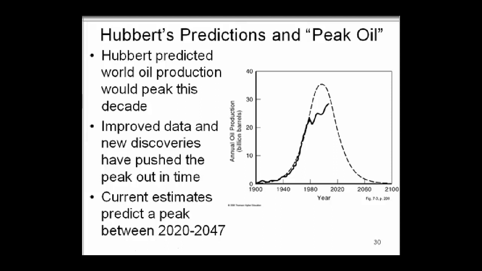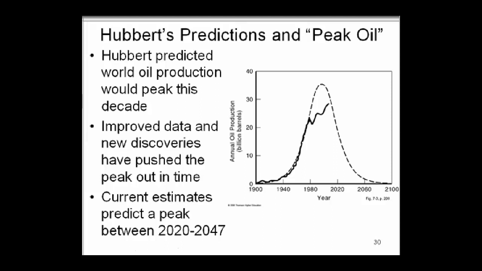Now, subsequent to that work, probably 40 years ago or more, there have been new discoveries, improved data analysis, and also better information about consumption and economic forces that affect production rates, and that's caused this estimated peak to be extended out in time or pushed out later into this century. However, what you'll find is that most estimates predict that the peak of world oil production will occur sometime between 2020 and 2047.